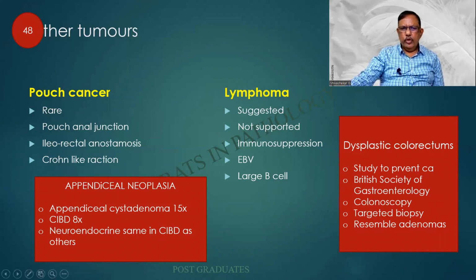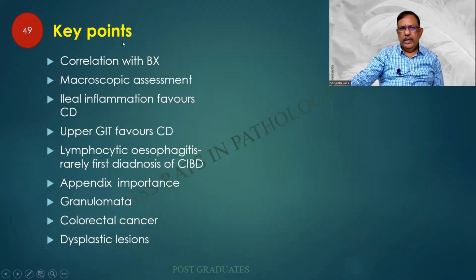So these are the tumors you people will have to remember. One is a colorectal carcinoma, second is a pouch cancer, third one is lymphoma, fourth is any appendiceal neoplasm, and fifth is dysplastic colorectum. These are the key points given as a summary. I would like you people to kindly go through these subheadings. Think of the subheadings and they will take you to the answer.